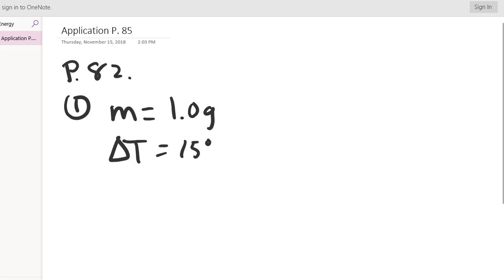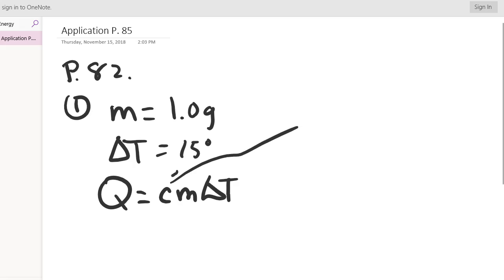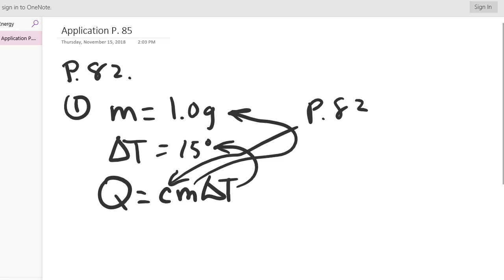So then we have to figure out which equation do we use. Well, they gave us an equation of Q equals C M delta T. And C is what comes from the chart on page 82. Mass comes from right here, and delta T is right here. So we just have to figure out what the C is. Now the C is dependent upon the type of material.